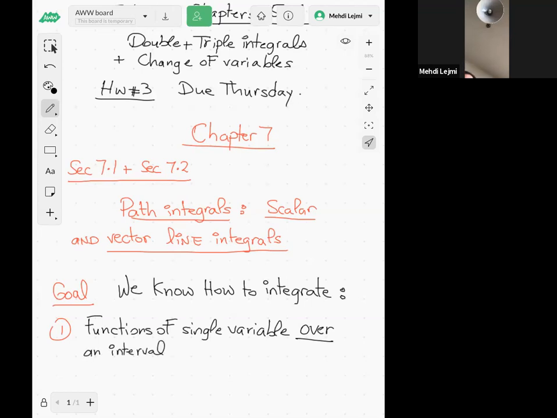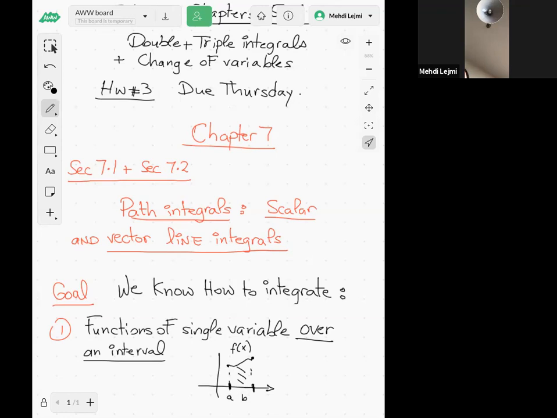Okay, and we said that the main interpretation would be, so you have your x-axis, you have some interval here, let's say a and b, and then you have some function f of a single variable. This is f of x. The main interpretation of this integral of a function of a single variable is that it gives you the area bounded by the function f and the x-axis, right? So that's for functions of a single variable.